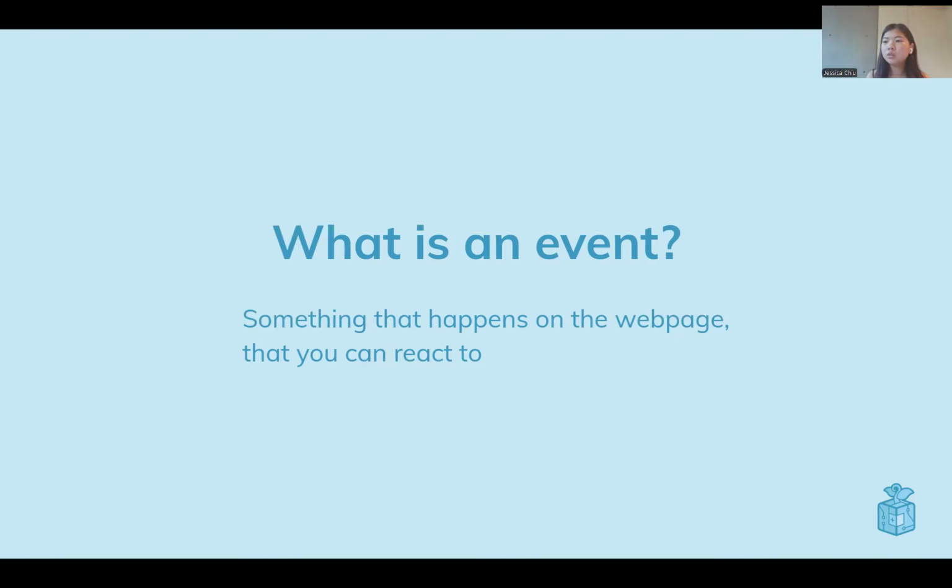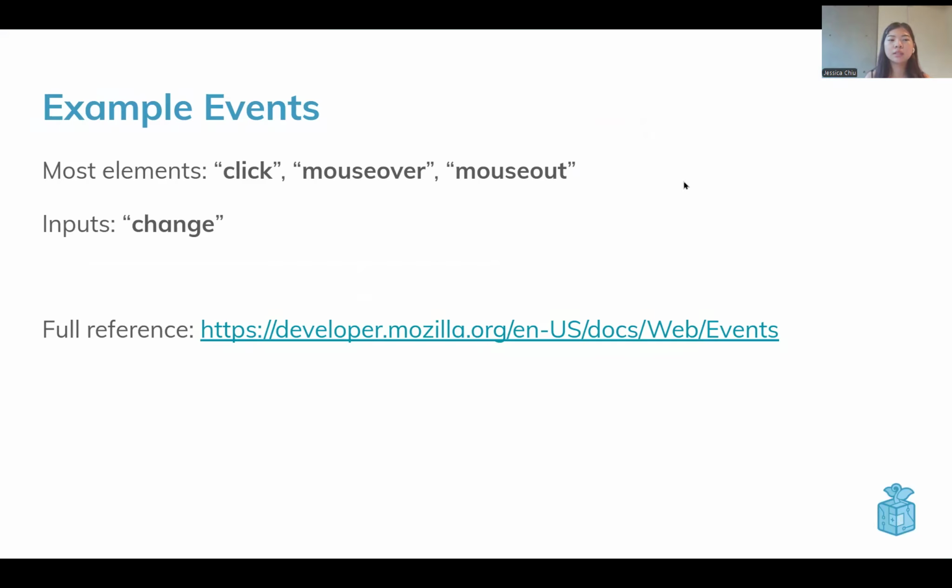You can hover over the image, you can type something in a text box. All of these are events that you can react to. Okay, for example, like I said, some are click, mouseover, mouseout. These are all things you can react to in your JavaScript. And then for inputs there is change, and change fires when the input's value changes. Okay, and there are dozens more. If you want to see, you can click this link in the slides, but we don't need to go over every single one.